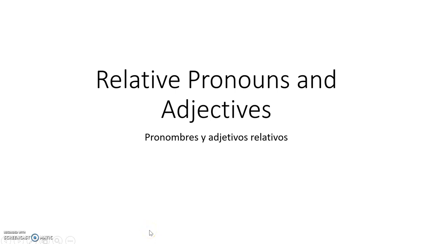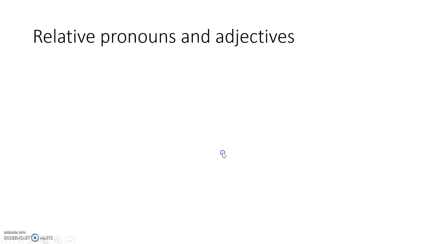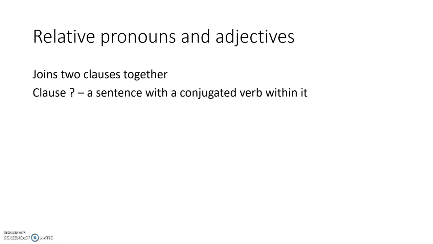Okay, so this is my video on relative pronouns and adjectives, pronombres y adjetivos relativos. Okay, we're going to try and keep it quite simple. So it basically joins two clauses together. If you don't know what a clause is, basically two sentences with a conjugated verb. So it's not in the infinitive form, to do, to play, to whatever. It's in the changed form for whatever pronoun we've got.